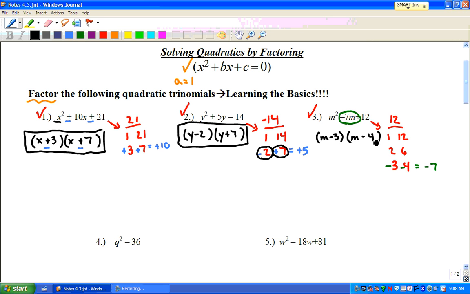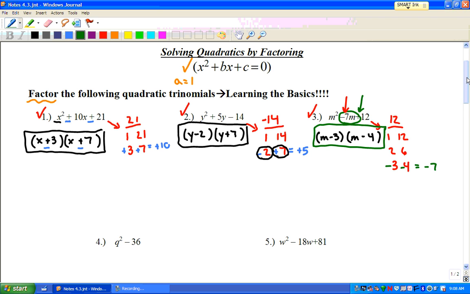Okay, so here's what I want you to recognize for this one. If you have a negative for your bx term, but you have a positive for your last term, you're going to end up with two negatives inside of your factored binomials.